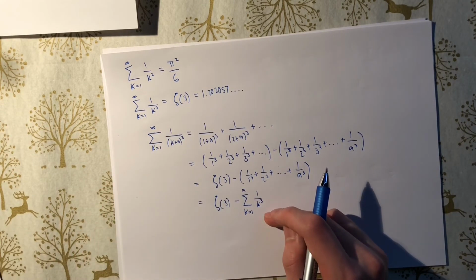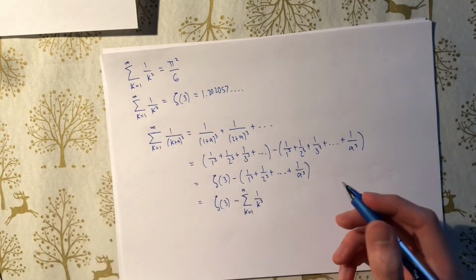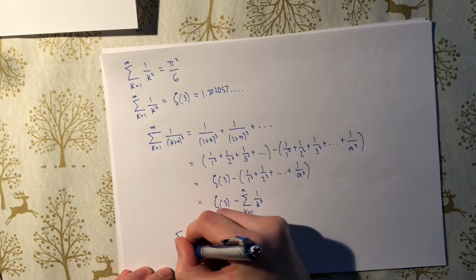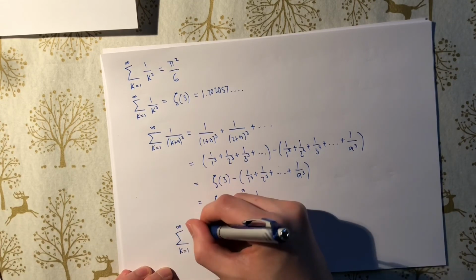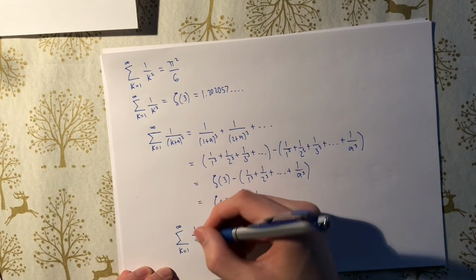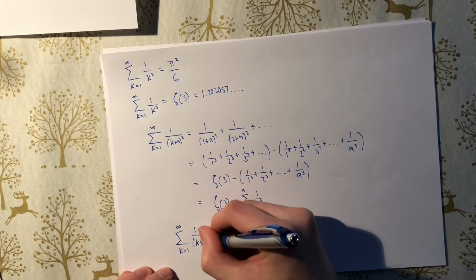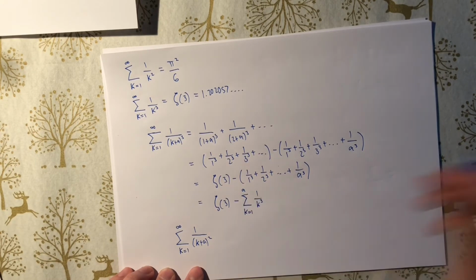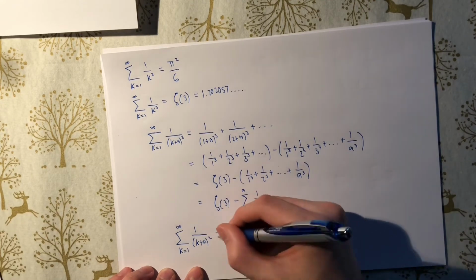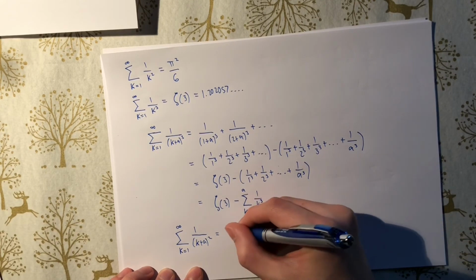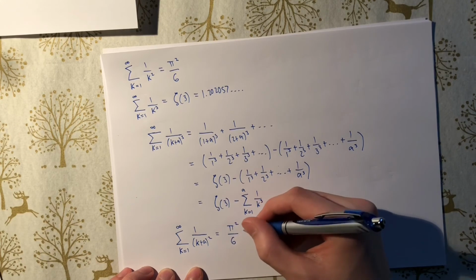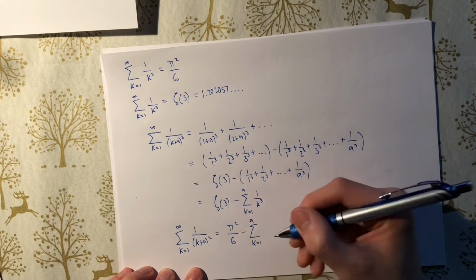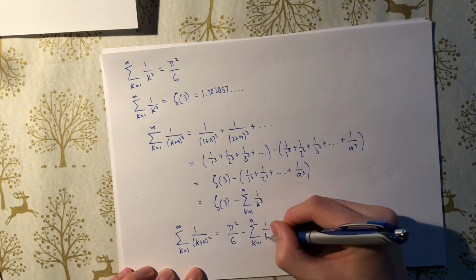And by exactly the same logic, by exactly the same reasoning, we can do the same thing with the second one and say that the sum from k equals 1 to infinity of 1 over (k plus a) squared, which is the second series, using exactly the same reasoning, is equal to, instead of Apéry's constant, pi squared over 6 because it's the square numbers, minus the sum from k equals 1 to a of 1 over k squared.